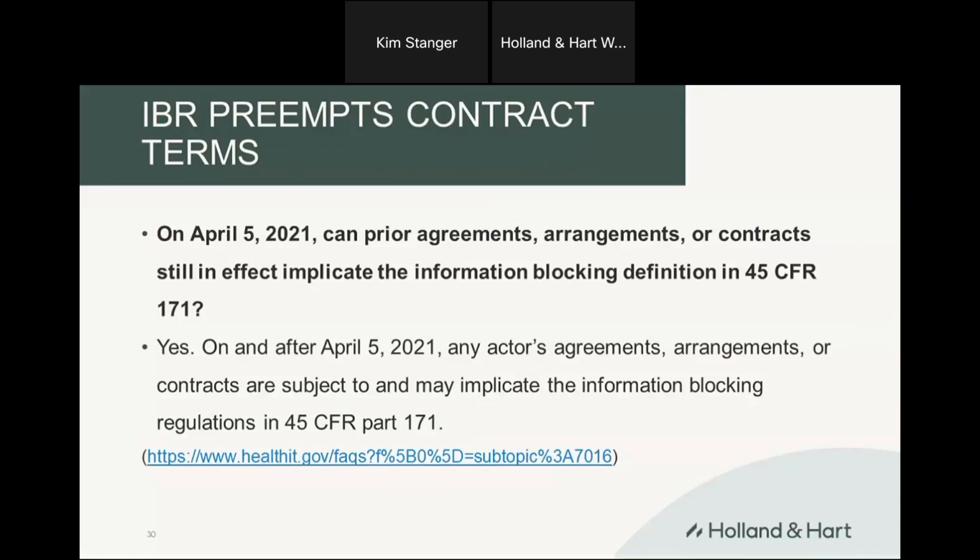First, can prior agreements, arrangements, or contracts still in effect implicate the information blocking definition? So you had an agreement in place before the information blocking rule. Can you still comply with that contract if it prohibits you from disclosing the information? No. Once the information blocking rule comes into effect, then generally it preempts contrary contract terms. So you've got to comply with the information blocking rule unless you can fit within one of those exceptions.